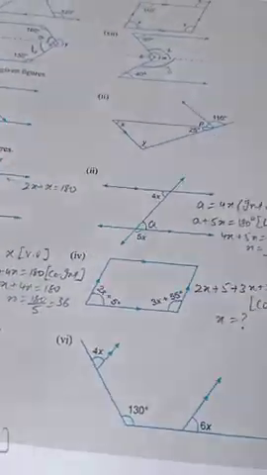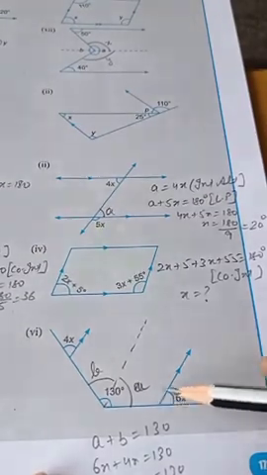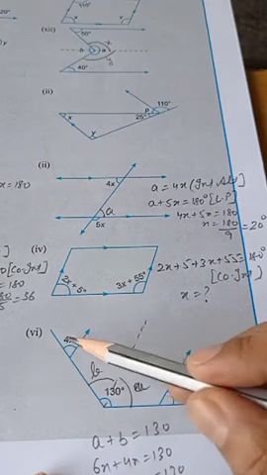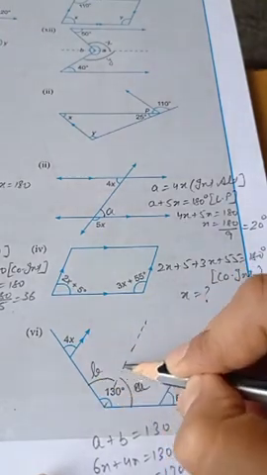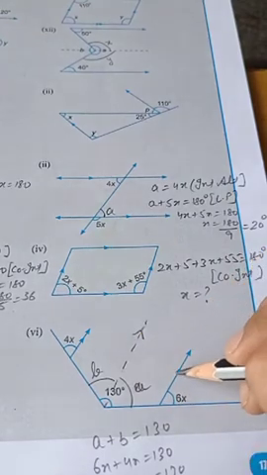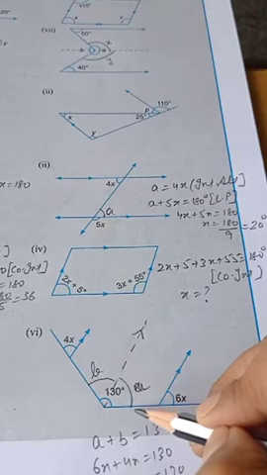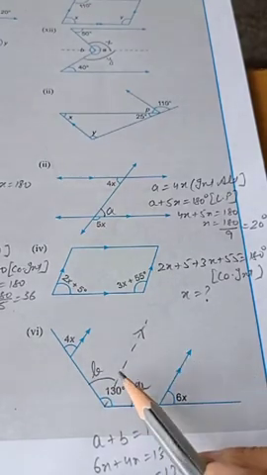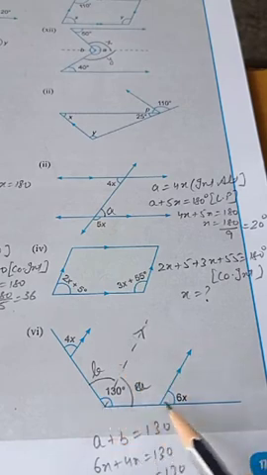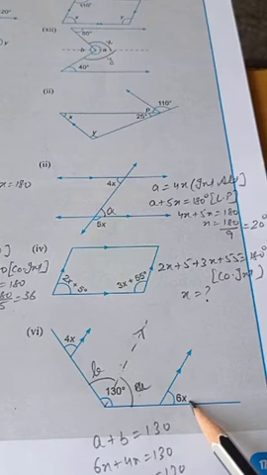Now in this figure, clear? See children, in this figure these are the two parallel lines, but a common transversal is not there. So what you have to do? You have to construct a parallel line yourself which is parallel to both these pairs. Now I took this angle as A and this angle as B. Since these are parallel lines and this is the transversal, angle A is equal to 6x, corresponding angles.